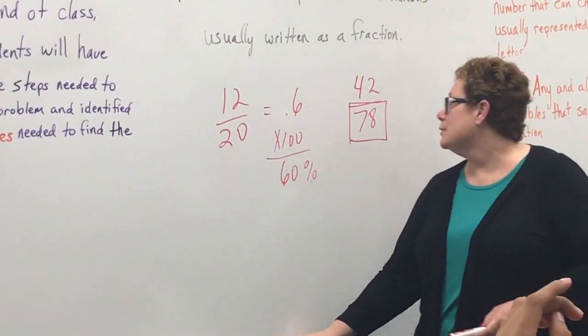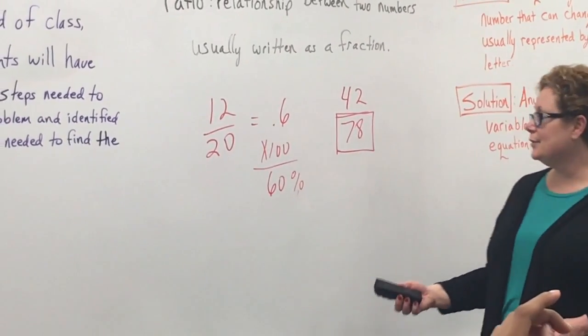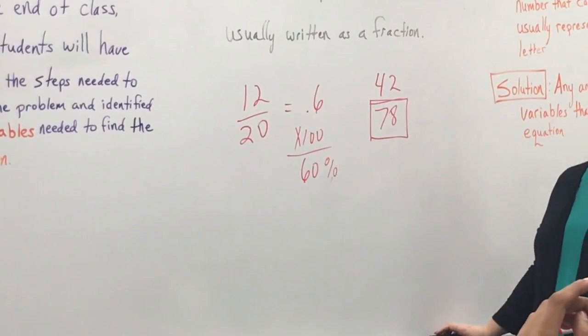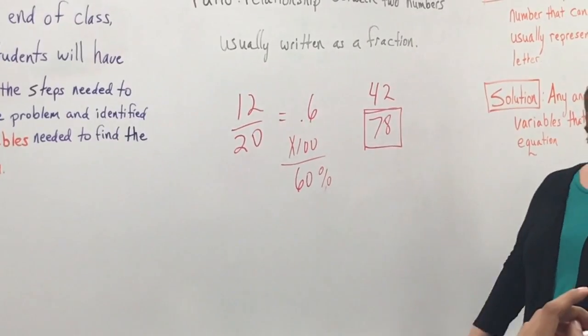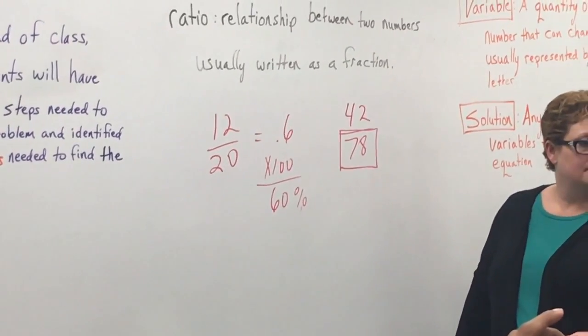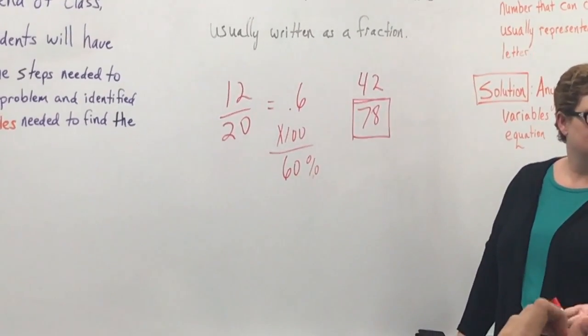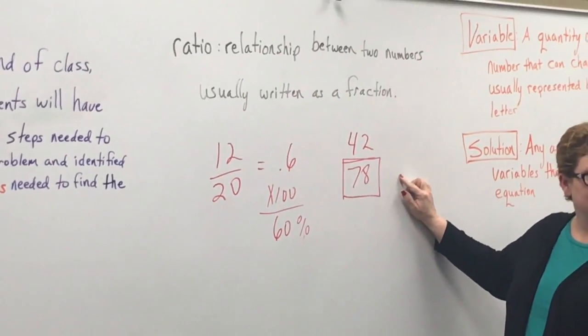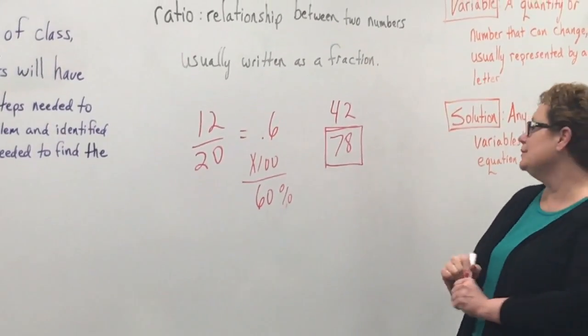Okay, so what percent of their games have they won then? If we solve this the same way we did that, divide it and see what you come up with. 42 divided by the 78 is what? 0.53.